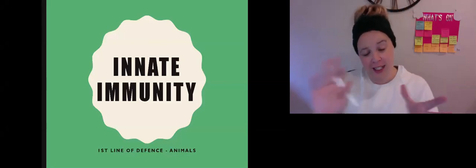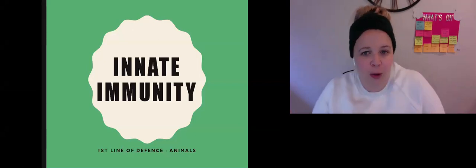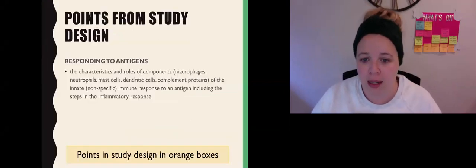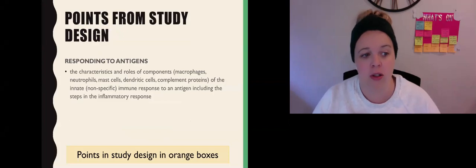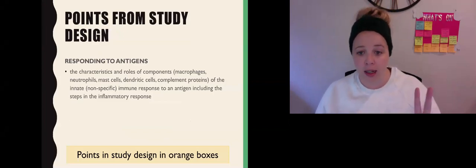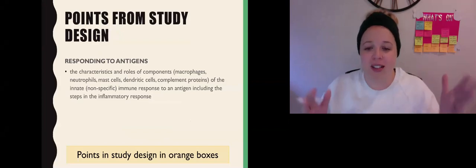Okay, we are now up to our second line of defense, and I'm just going to start with a little bit of an introduction into what is innate immunity, what does that word mean, and let's have a look at the dot point. So the dot point says that for this part of the immune system, you need to know the characteristics and roles of the components, which is going to be the third video that we do on this after we've done this one.